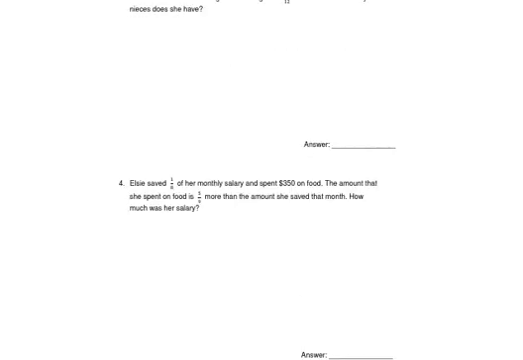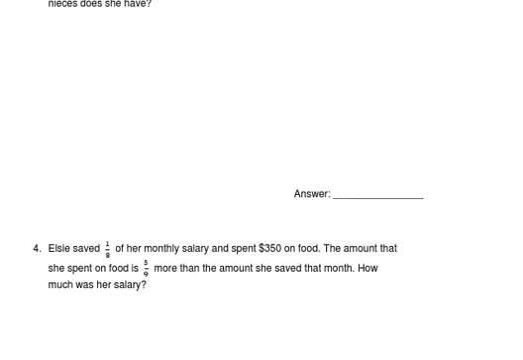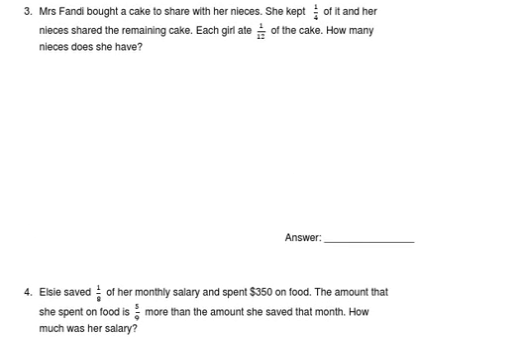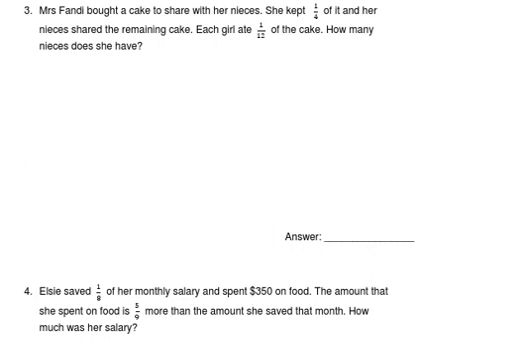So looking at question 3 now. This person, Mrs. Fundy, bought a cake to share with her nieces. She kept 1/4 of it and her nieces shared the remaining cake. So she kept 1/4. She bought one cake, right? A cake means one whole. She kept 1/4 of it. So what fraction did she give to the nieces, Xuan Wei? 3/4. Because the remaining cake must be 3/4.